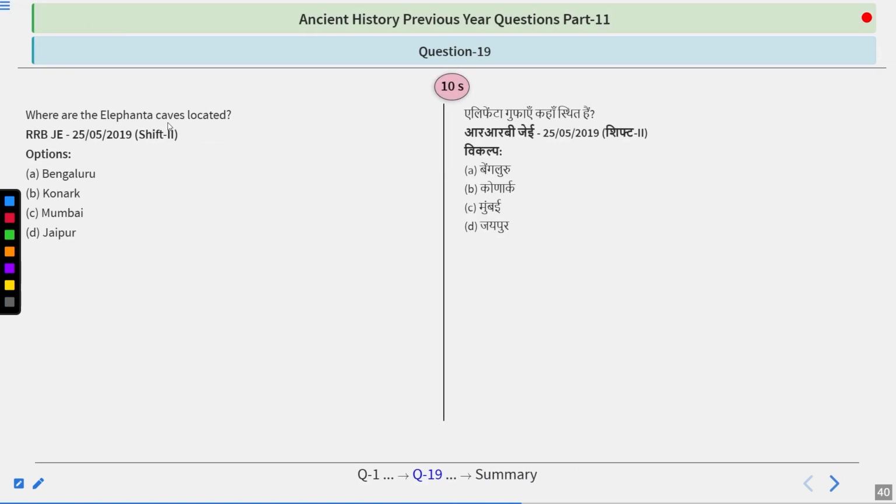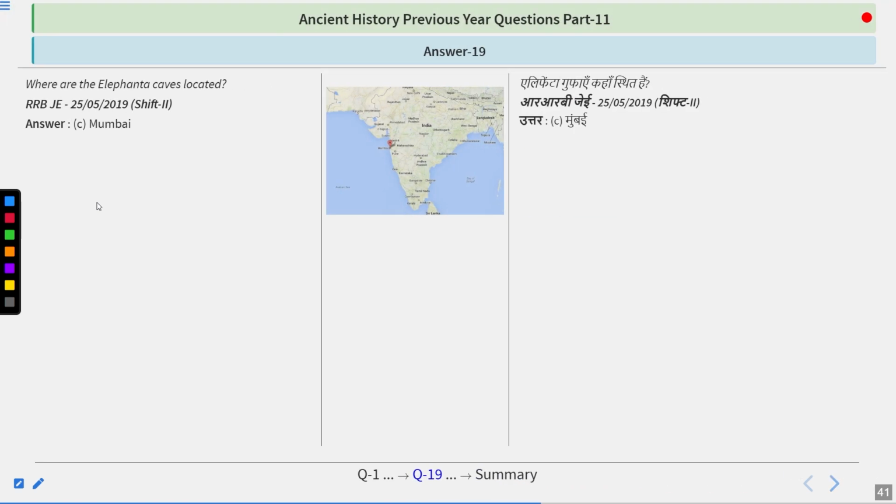Where are the Elephanta caves located? Bangalore, Konark, Mumbai, or Jaipur? Take your time and try to answer this one, guys. And the answer is simple. We just discussed this one.